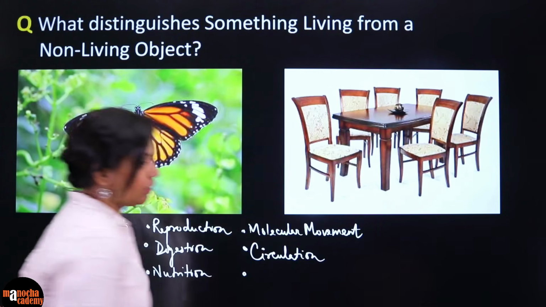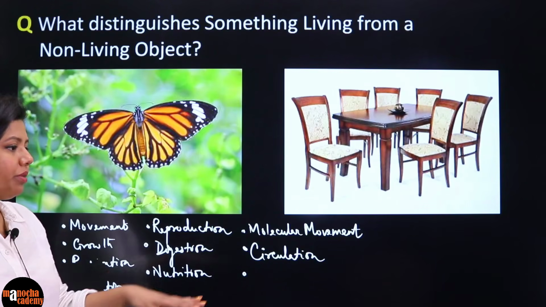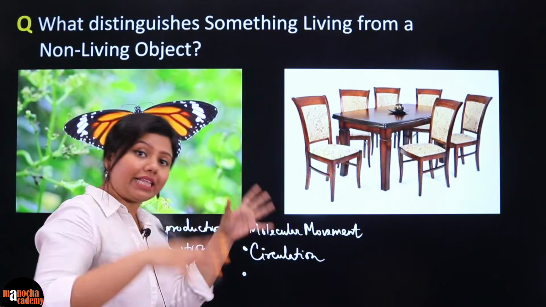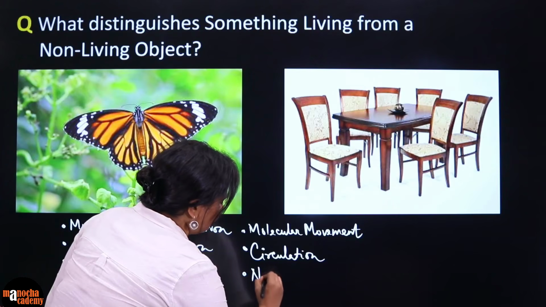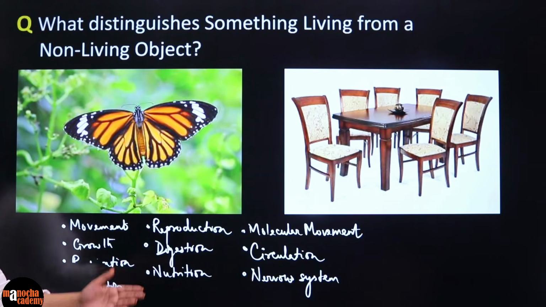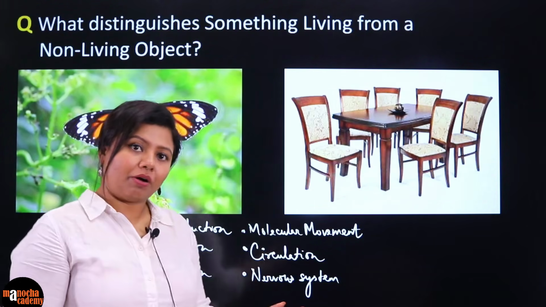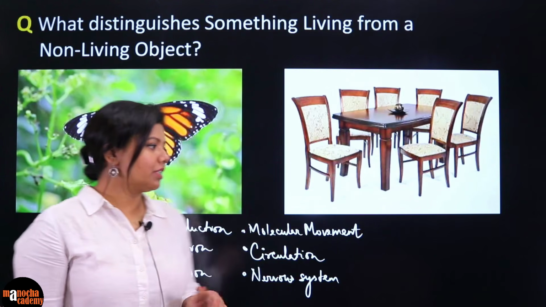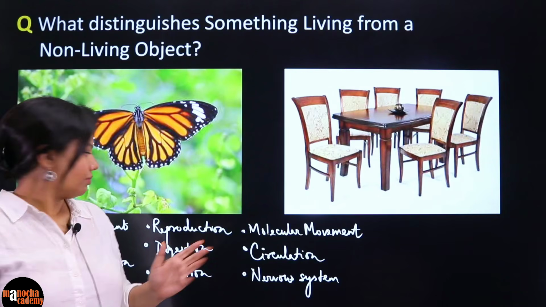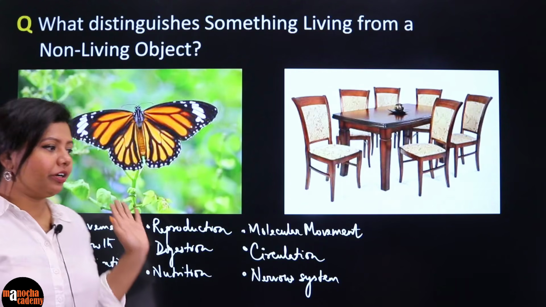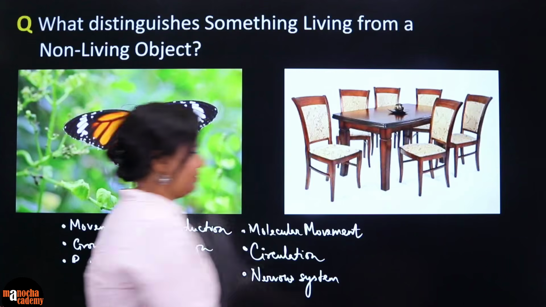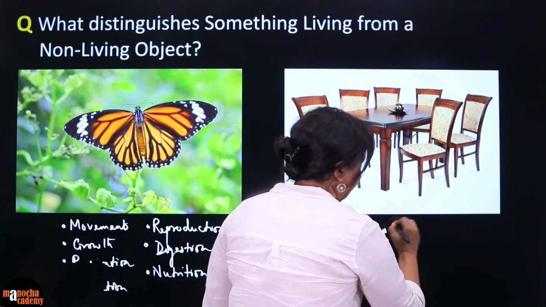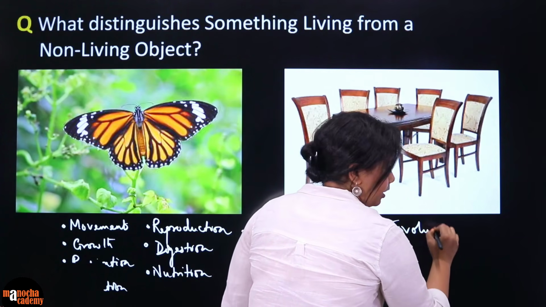circulation. Some of you have written response to stimuli, sense organs, etc. I am taking that together and writing nervous system. Ability to think also comes under the power of the brain, so that sensitivity is also part of the nervous system. Anything else? Growth, I think we have already written. Oh yes, very, very important. Thank you for pointing that out.